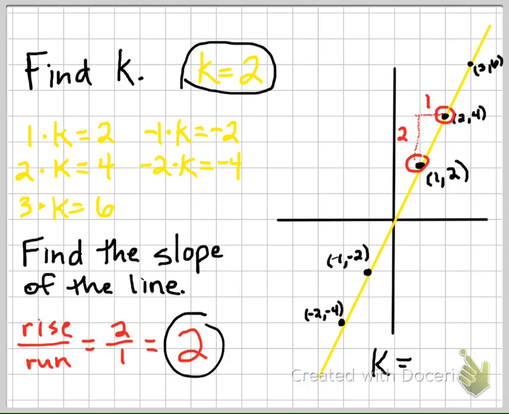Notice that I got 2 for both of these. K equals 2, and the slope, or the rate of change, is 2. So K is actually the same thing as the slope, or the rate of change.